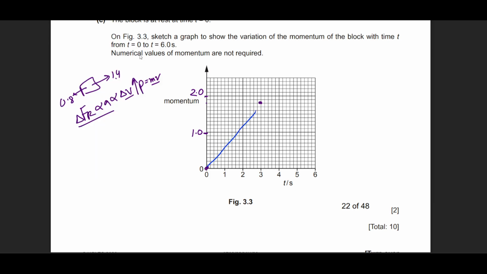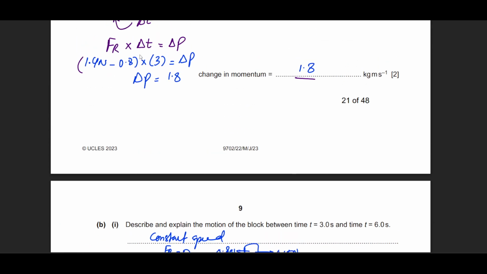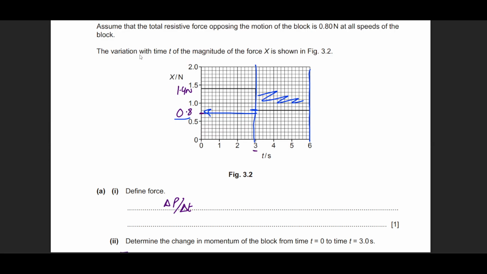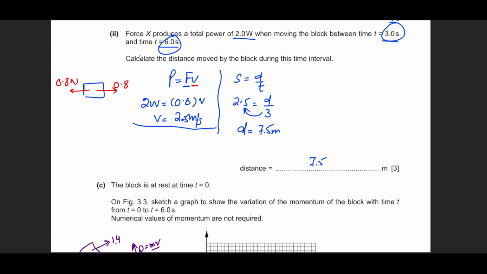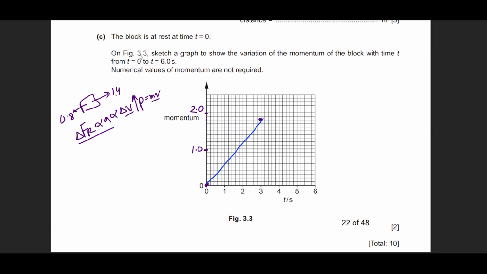So we draw a straight line, and then after this time, we realize that the force comes down to 0.8. Now, the forward force and the backward force become equal. If they become equal, there is no acceleration. If there is no acceleration, there is no change in velocity. If there is no change in velocity, then there is no change in momentum. So it maintains that momentum till the end of time.